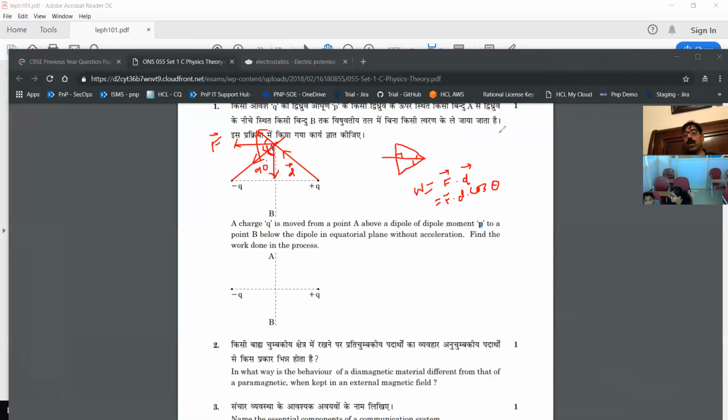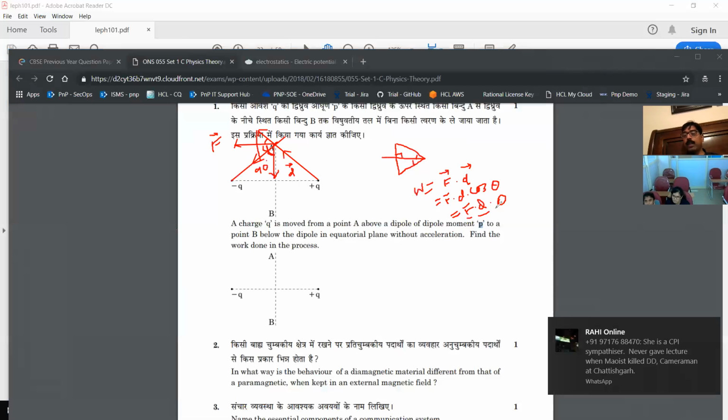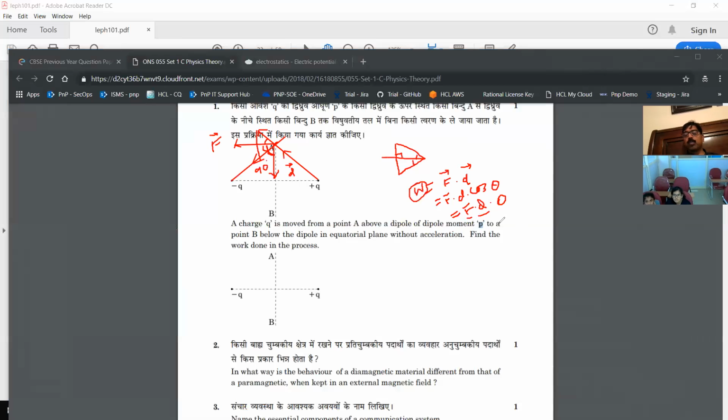Sin 90 is 1. Cos 90 is 0, right? So this will become f into d into cos 90, and cos 90 can be written as 0. So whatever may be the value of f and d, the net value of this will be 0. So work done in this case becomes zero.